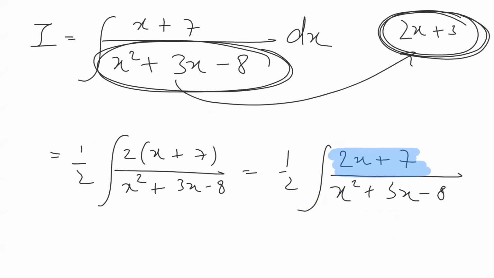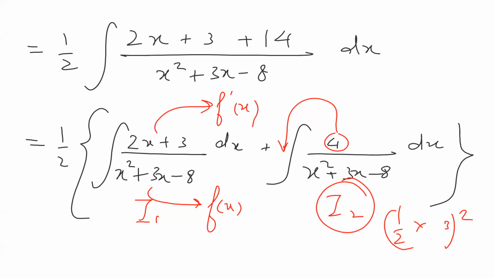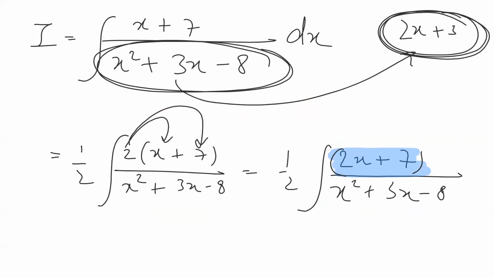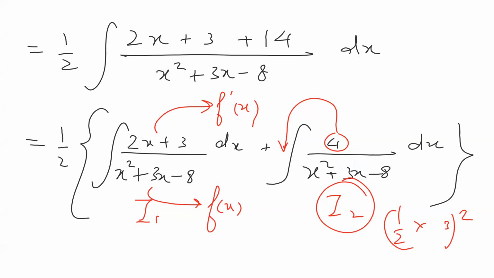So basically while copying I just made a mistake over here. Just a second. When I multiply this 2 inside, it will be 2x plus 14, right? Now we have to make this 14 as 2x plus 3. So we can split this 14 as 3 and 11. Sorry for this. So we can take that 11 outside.